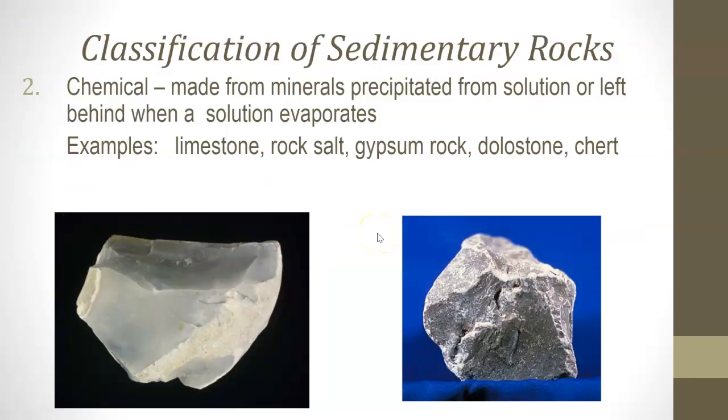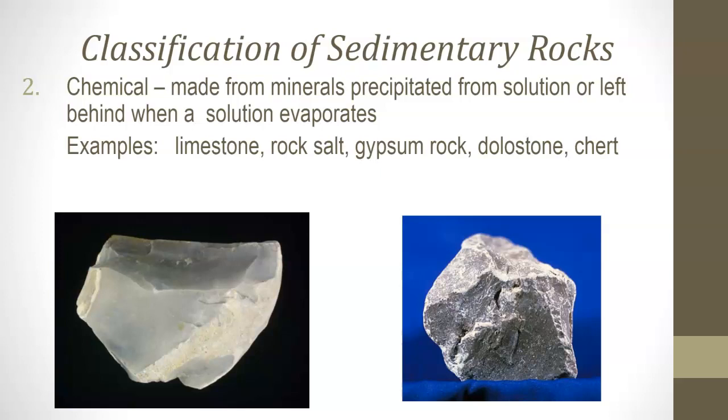Okay, our second group is chemical, and this is very similar to one of the ways that minerals form. We talked about this a while ago. So when you have minerals that are dissolved in water, the minerals will precipitate out of the water and collect on a surface to create your minerals, or it could be the opposite, where the water evaporates and the minerals are left behind. For those of you who did the extra credit way back when and made crystals, you did this process. So some good examples are limestone, rock salt, which is halite, gypsum rock, dolostone, chert.